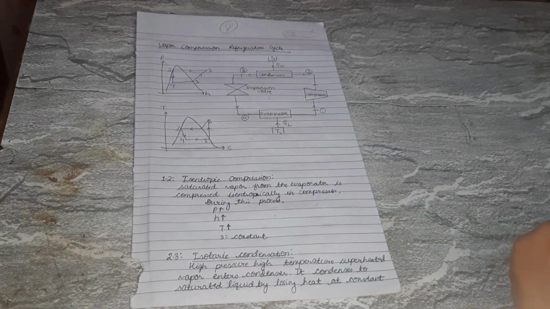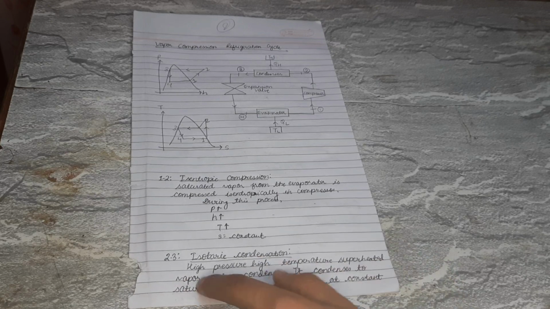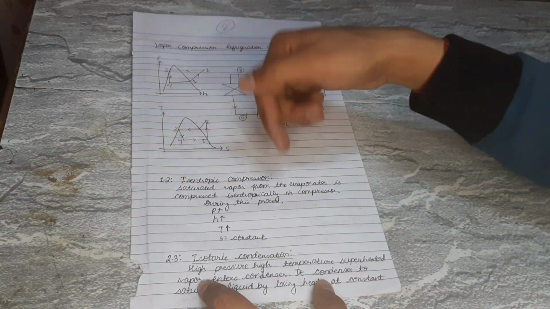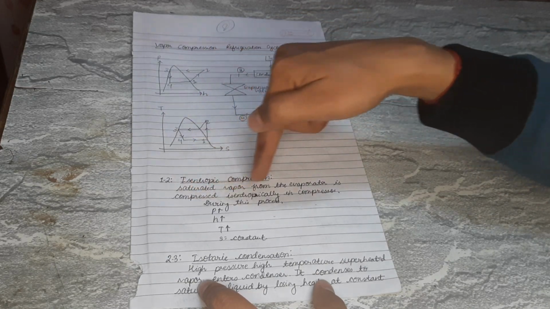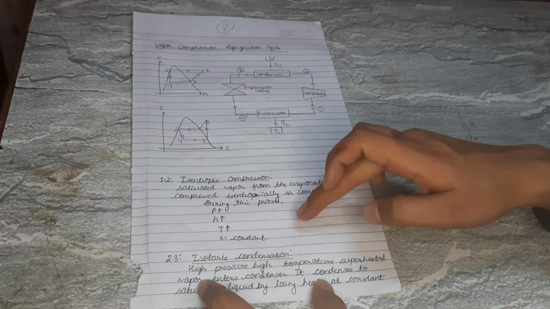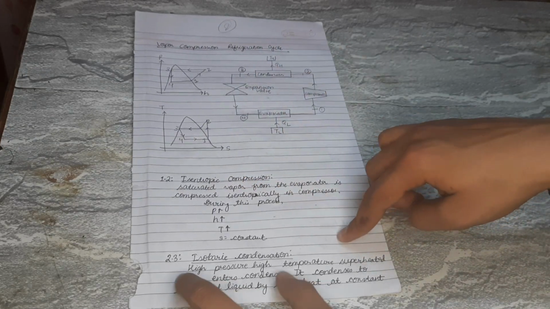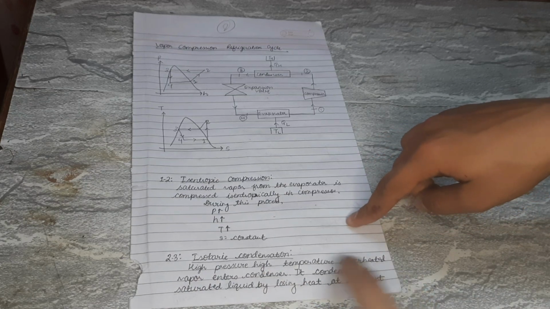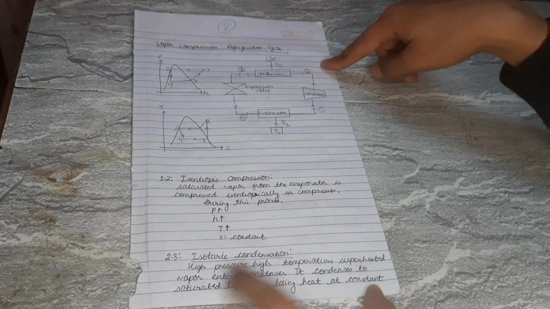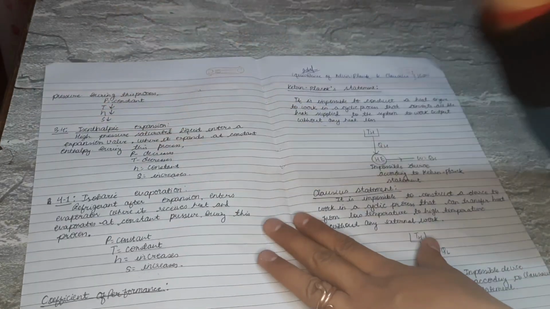Moving on to the next, we have isobaric condensation. So high pressure, high temperature, superheated vapor. When you take saturated vapor from the evaporator, it is compressed isentropically in the compressor. In this process the saturated vapor is converted into superheated vapor. So the high pressure, high temperature superheated vapor enters the condenser. It condenses to a saturated liquid by losing heat at constant pressure.